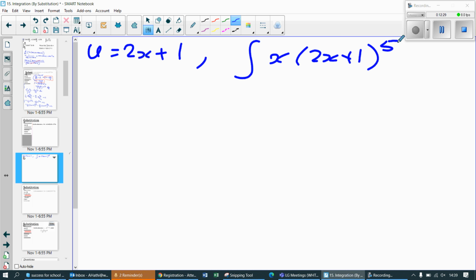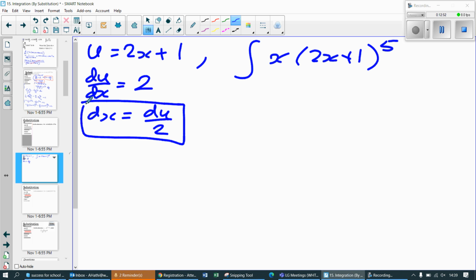Right, so what was the first thing I had to do? What was the first thing I did when I wanted to do this? Yes, so differentiate this one. So du by dx equals 2. So what's dx equal to? Put a box around that. We're going to come back to that.